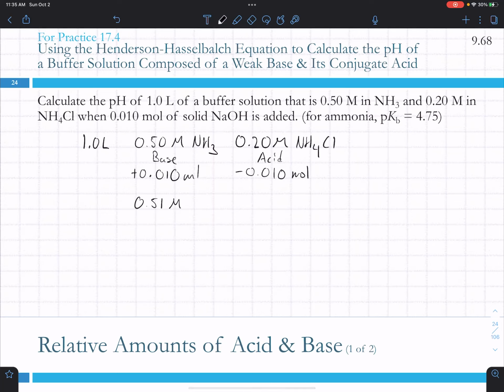This is going to be 0.51 molar ammonia and 0.19 molar ammonium chloride.